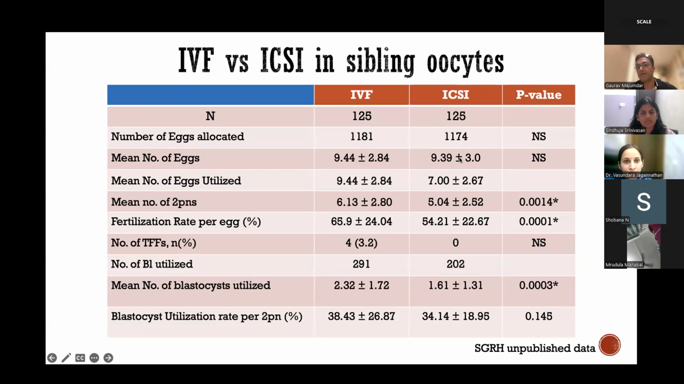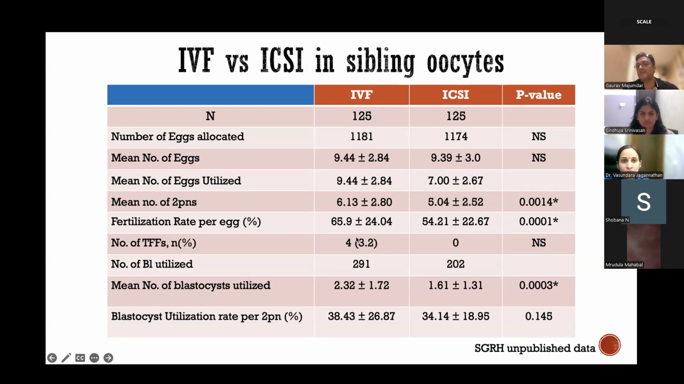So when you take all the eggs that were subjected to ICSI, the fertilization rate per egg was only 54%, whereas in IVF it was 65%. There were 4 TFFs in the IVF arm, whereas there were none in the ICSI arm. So in 125 patients, 4 patients had a TFF.